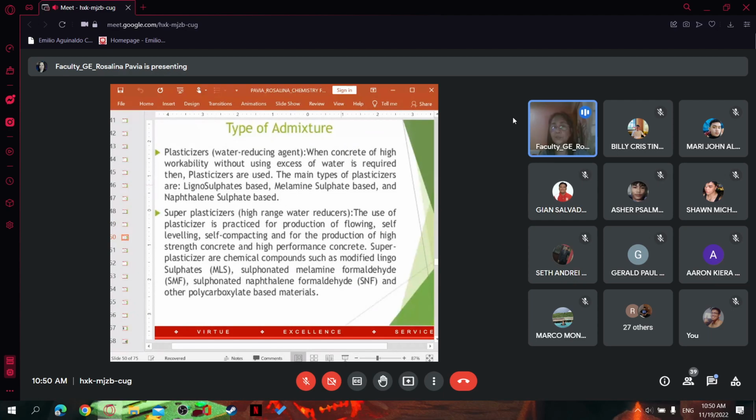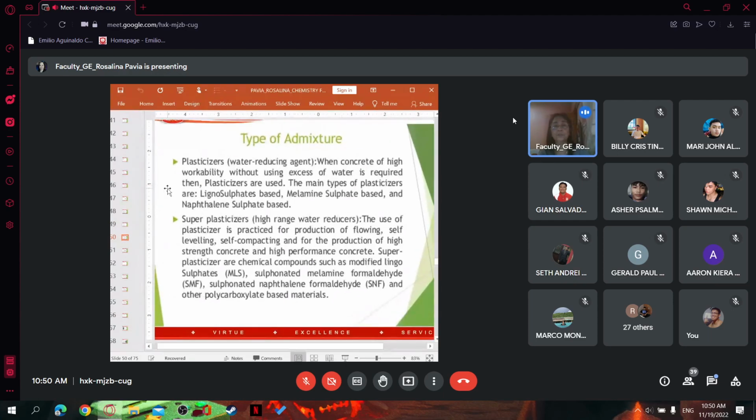The type of admixture that you're going to add, we have what you call the plasticizers. This is water reducing agent. When concrete of high workability without using excess of water is required, then plasticizers is used. The main types of plasticizers are the lignosulfonates based, the melamine sulfonate based, and the naphthalene sulfonate based.